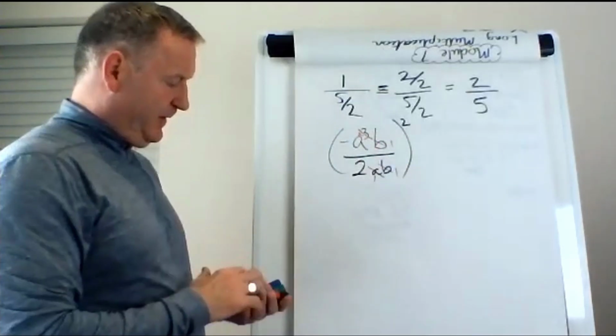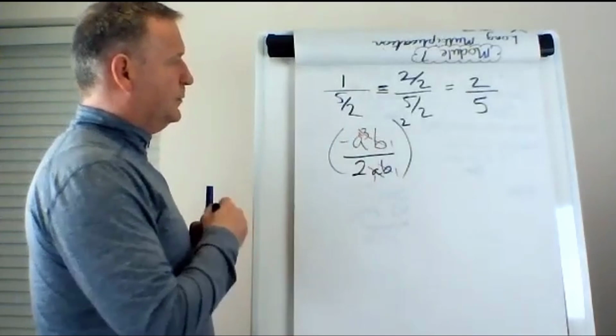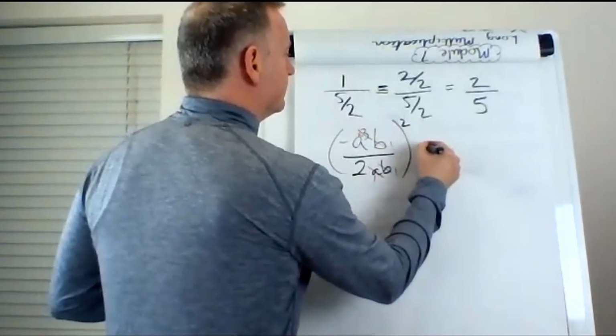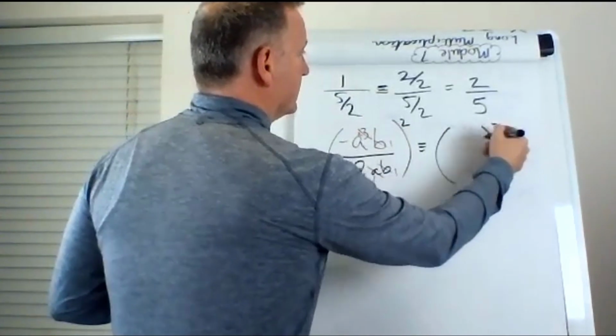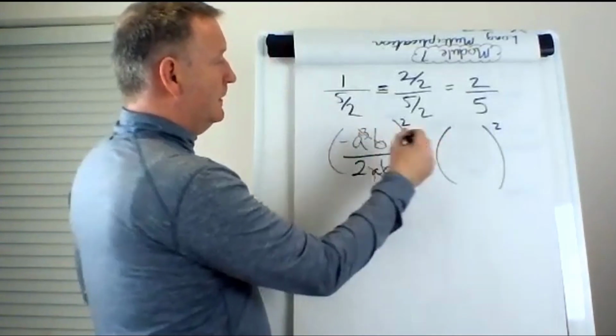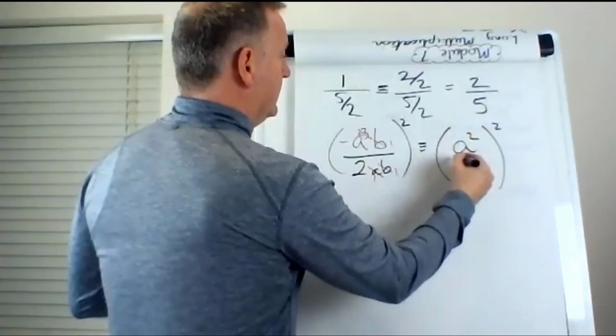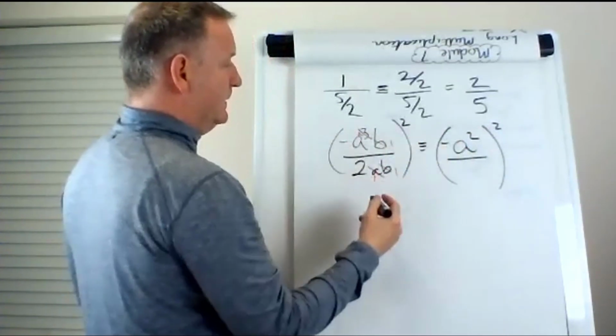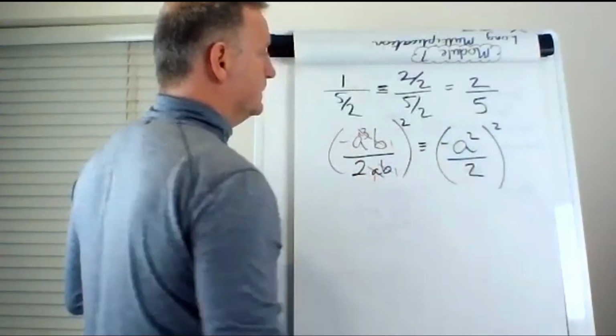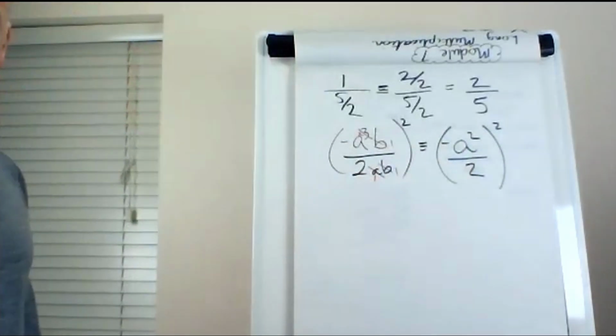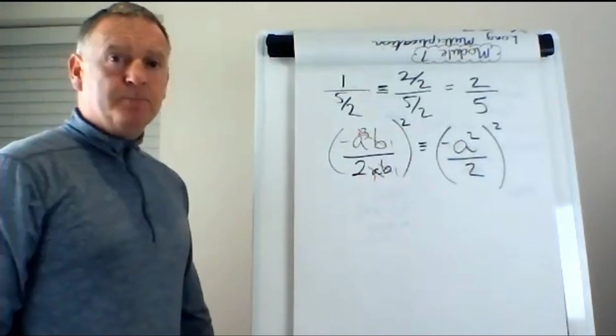So what does that now simplify to? This will be like... still going to square it. It'd be negative a over 2. Do you see that okay?